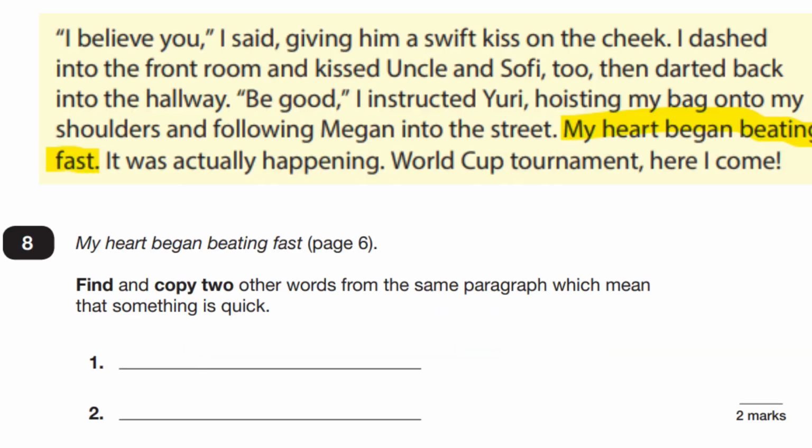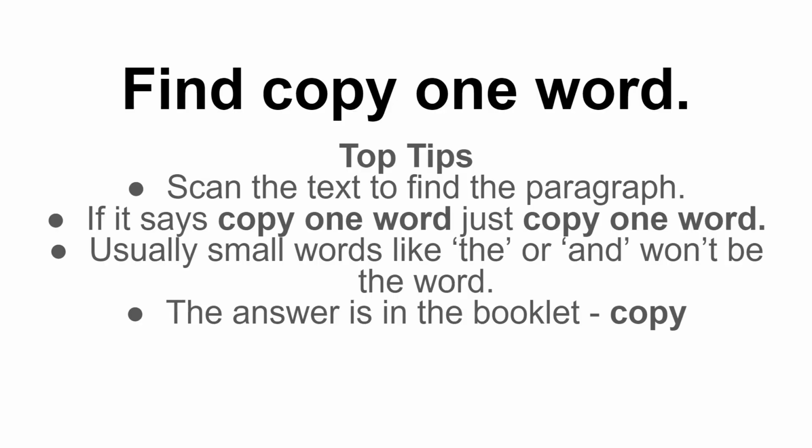So just to recap, back to the start, top tips. Scan the text to find the paragraph you're looking at. If it says copy one word, just go for one word. It's usually not small words like the or and; if they're things like determiners, or possibly conjunctions that join sentences, they won't be the word. The answer is in the booklet. The key is copy. Find it and copy it from the booklet. Don't make up your own.